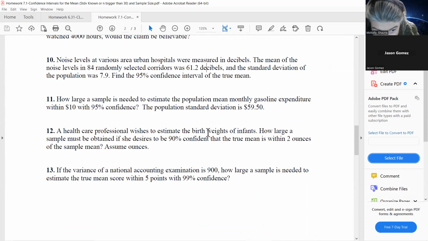No, don't worry, we'll fix it. A healthcare professional wishes to estimate... okay, 12 and 13 are not confidence intervals. 12 and 13 are sample sizes. This is the sample size calculation, so it's a little bit different. I agree with you, I'm not sure why it assumes ounces is a period. I don't know that. But this is a sample size calculation. It's not a confidence interval, okay?